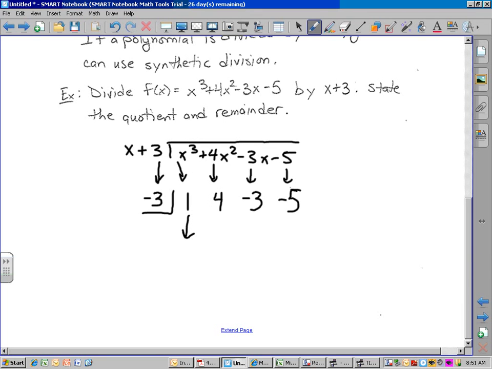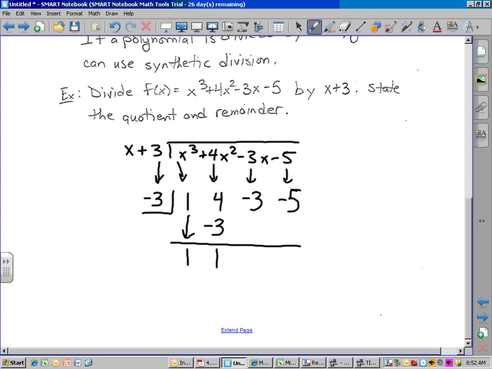Now, here's how synthetic division works. Put a little arrow and a bar. We're going to bring down the first number, 1. And then we're going to take that number times whatever's in the half box. So negative 3 times 1, and place it underneath the next number, negative 3. So negative 3 times 1 is negative 3. And then we add vertically. So 4 plus a negative 3 is 1.